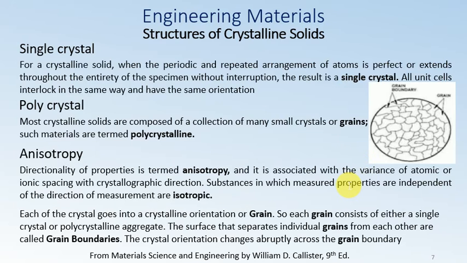Okay, moving on to the next and the last slide, we learn about single crystal. When this periodic and repeated arrangement of atoms is perfect, or it extends throughout the entirety of the specimen without interruption, I mean, there are no boundaries or breakups, this crystal is called a single crystal. In a single crystal, all the unit cells are interlocked in the same way and in the same orientation.